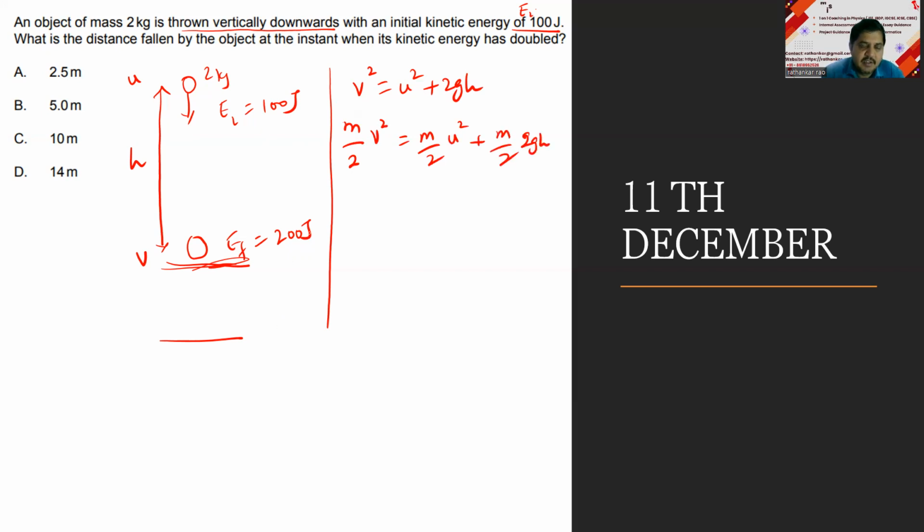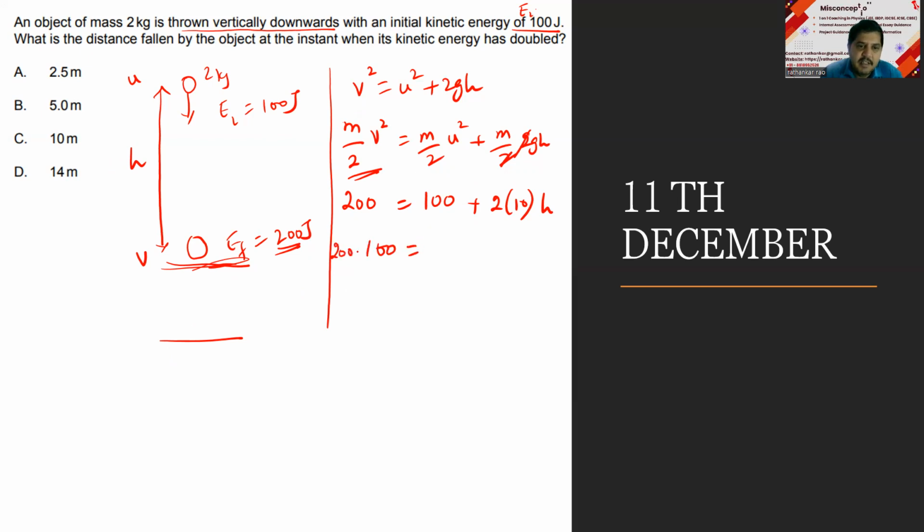When I do this, what is half mv square? The final kinetic energy, it's already given to you, 200. What is half mu square? The initial kinetic energy, which you threw it with, 100 joules, plus, now this 2 and this 2 go away, you have mgh. What is mgh? m is 2 kg, g is 10, and h I do not know, the distance through which it will fall. In essence, I have just multiplied this by m by 2. In other words, I have applied conservation of total energy, mechanical energy, and thus I will get 200 minus 100.